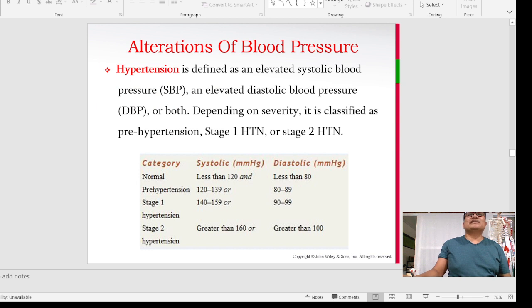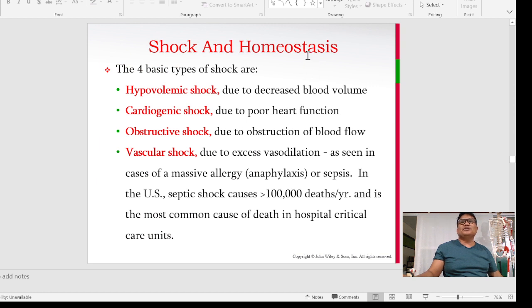So, pananglitan, masamad ka. What will happen? Siyempre, mag-bleed, no? So, kung mag-bleed ka, magamay ang imong blood volume. Kung magamay imong blood volume, natawag nato na siya nga hypovolemic shock.